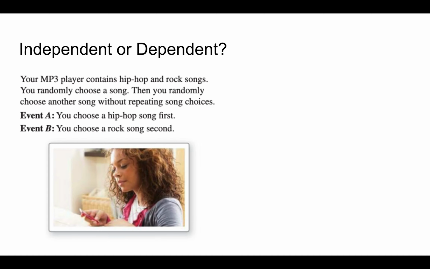Now, here's a third one where we're going to decide if it's independent or dependent. Your MP3 player contains hip-hop and rock songs. You randomly choose a song, then you randomly choose another song without repeating song choices. So this relates to replacement again. If you choose a song and then the next one you choose will not repeat, that means that first song was basically taken out of the possible choices, and that does affect what's available to choose for the second one. So this is again going to be dependent, basically because it's without replacement.